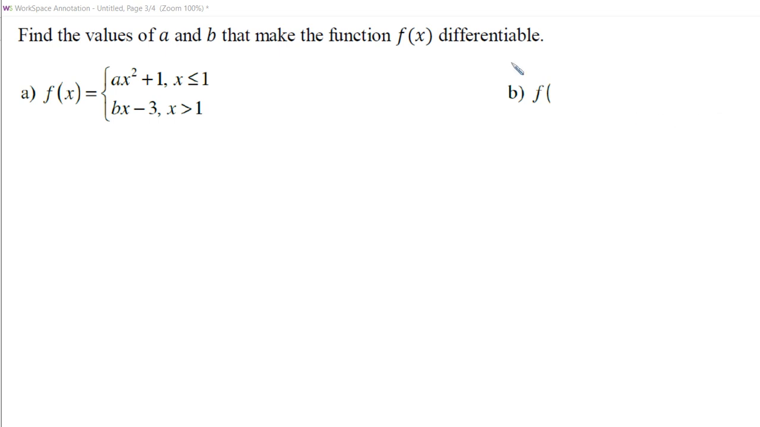This is a continuation of page 47. Now, on the direction, it says to find the values a and b that make the function f of x differentiable. That means we know that we're going to have to make this differentiable. Now, let's talk about what differentiable is. In order for a function to be differentiable, it must be continuous.